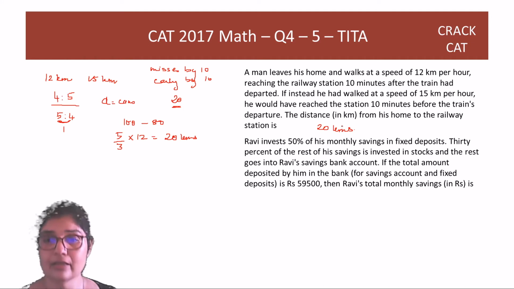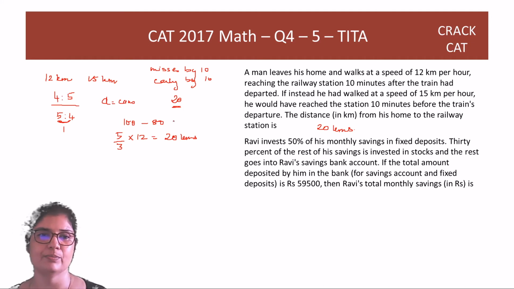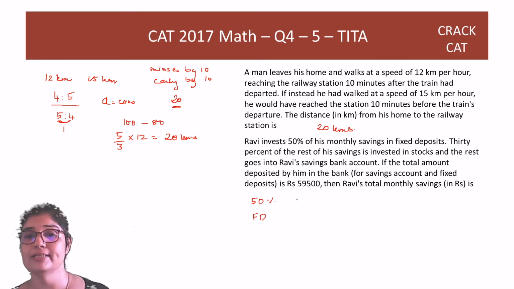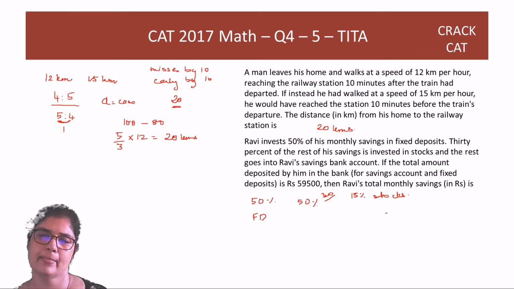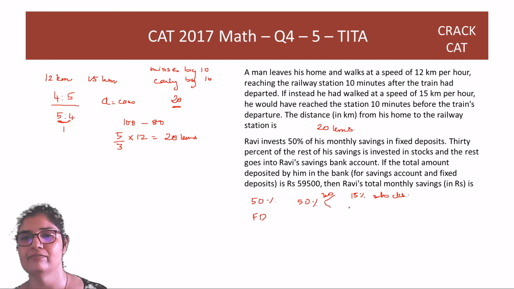Right? Great. Fifth question, Ravi is investing 50% of his monthly savings in fixed deposits. Okay, so 50% is in FD. 30% of the rest of his savings, 30% of the rest. What is the rest, guys? Now 50% is left. Out of that, 30% goes into stocks, which means 15% goes into stocks. Okay, the remaining 35% goes into a savings bank account.